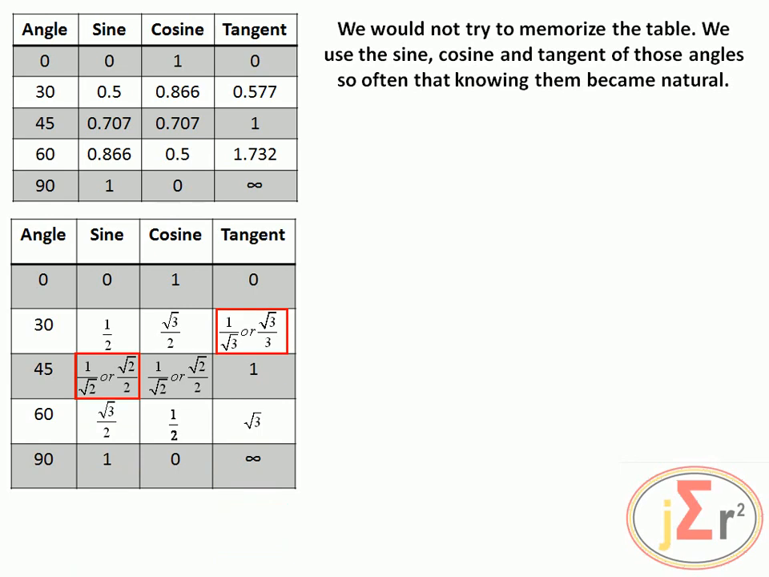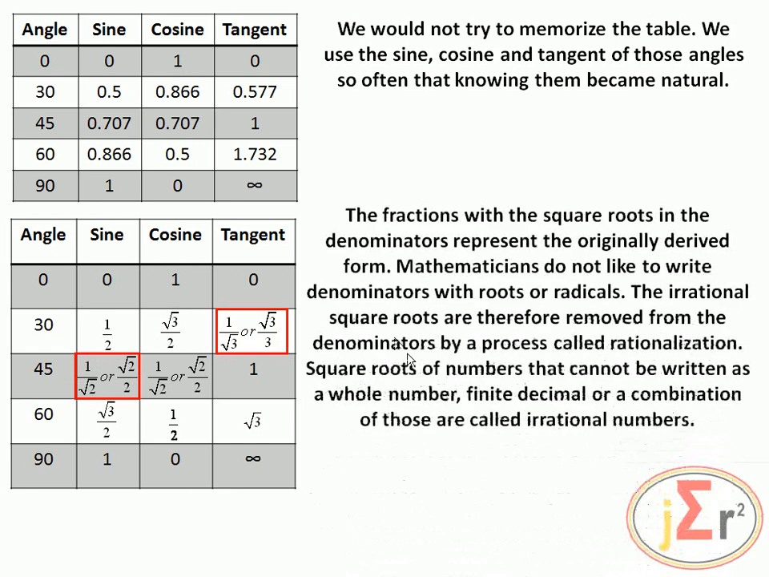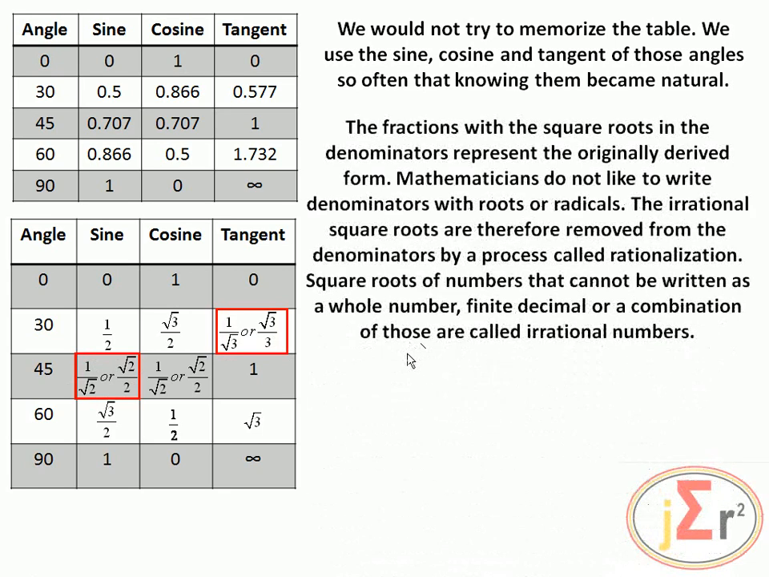What about those? We have 2 forms. We have 1 over square root of 2 or square root of 2 over 2. Those are equal. We have 1 over square root of 3 or root 3 over 3. The fractions with the square roots in the denominators represent the originally derived form. Mathematicians do not like to write denominators with square roots or radicals. The irrational square roots are therefore removed from the denominators by a process called rationalization.